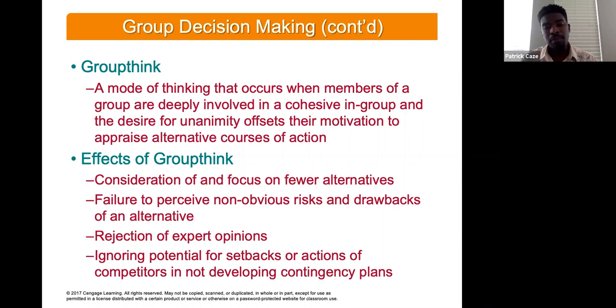Okay. Some of the effects of groupthink: failure to perceive non-obvious risks and drawbacks of an alternative. Probably the most important one to me, in my opinion, I should say, because if you follow groupthink and you don't speak up, then you're going to have to deal with those consequences. So if you see a bad plan or something that is not the best decision, you probably need to speak up, because then you will be saving yourself a lot of pain, time, money, probably. You just can't sit by idly and let people make decisions that are wrong.